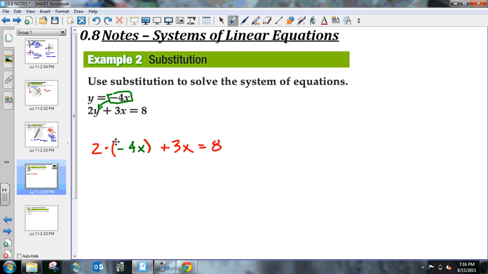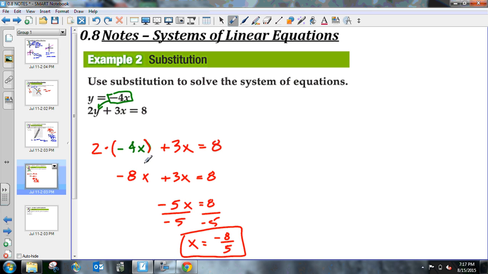Okay, I can take 2 times negative 4, so 2 times negative 4 is negative 8x, plus 3x is equal to 8, okay? And so if I take negative 8x plus 3x, I can combine those, and I'm going to get negative 5x is equal to 8, all right? I'm going to divide everything by negative 5 and divide everything by negative 5. So then I get an x value of negative 8/5. Okay, and so that's the x value on my graph where these two equations intersect.